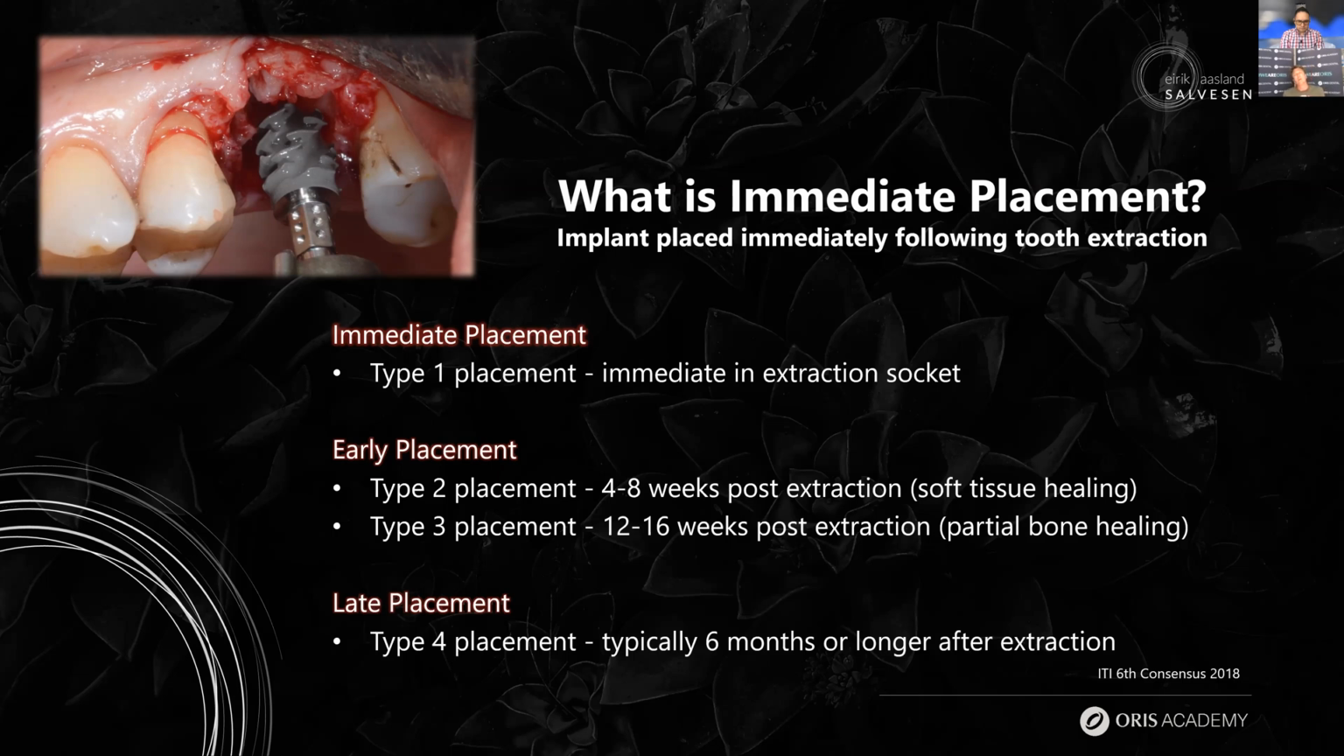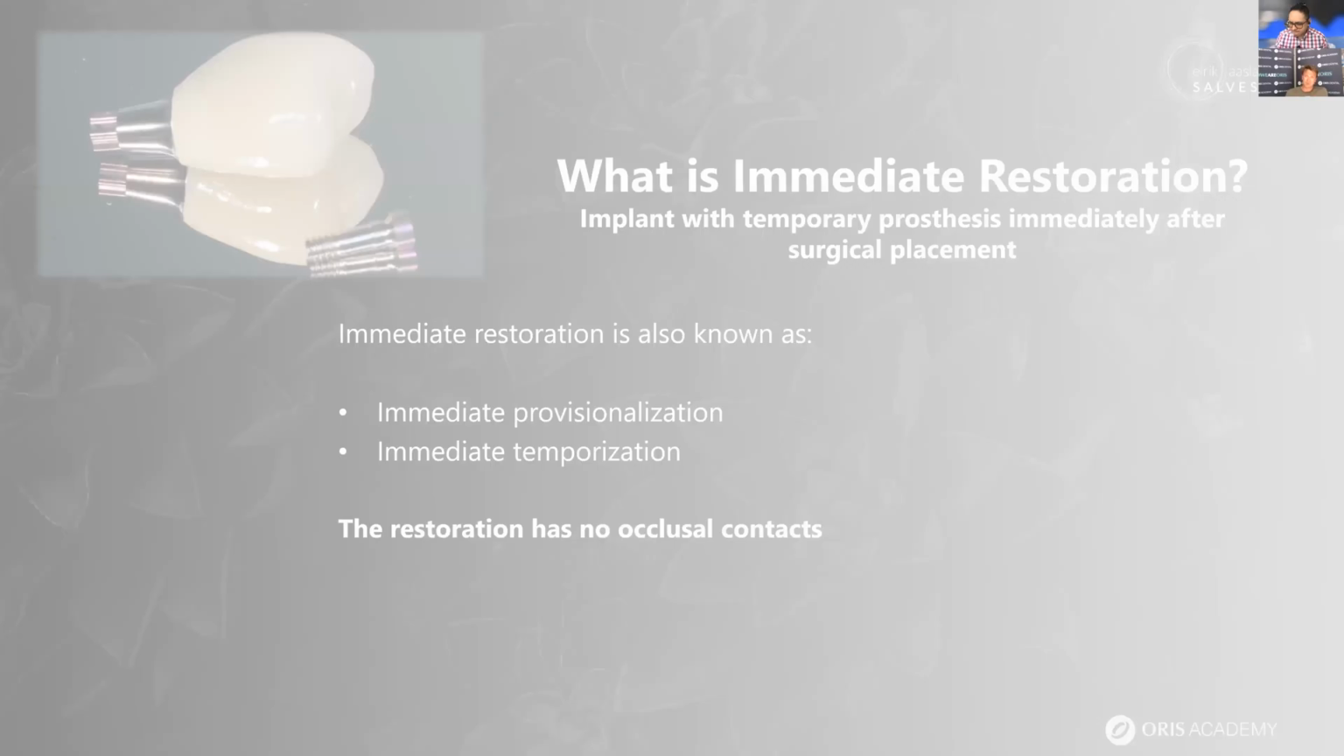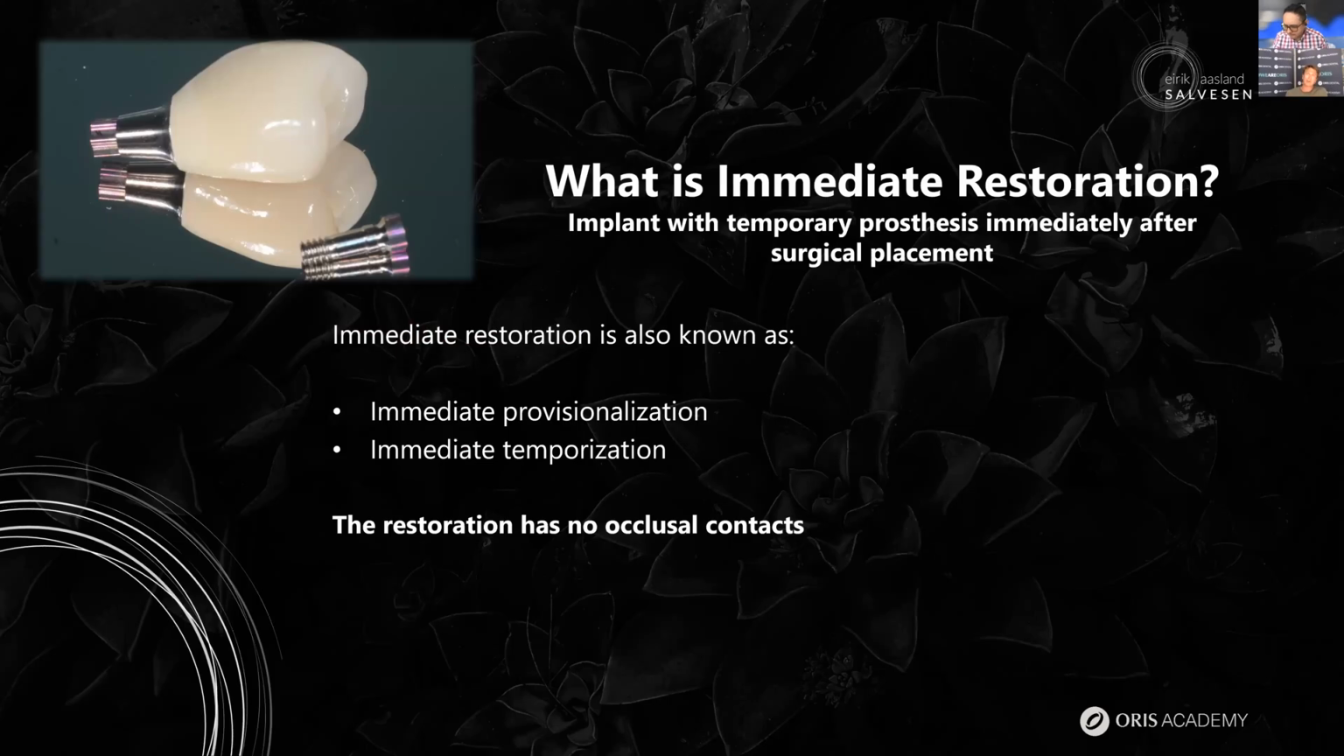And then we talk about immediate restoration. That means that we're putting a restoration on top of the implant immediately after surgery. There is no occlusal contact. And it's got tons of names like provisionalization, temporization, whatever. But to me, it's getting the patient out of the clinic, out of the surgery, with the tooth on top of the implant on the day of surgery.